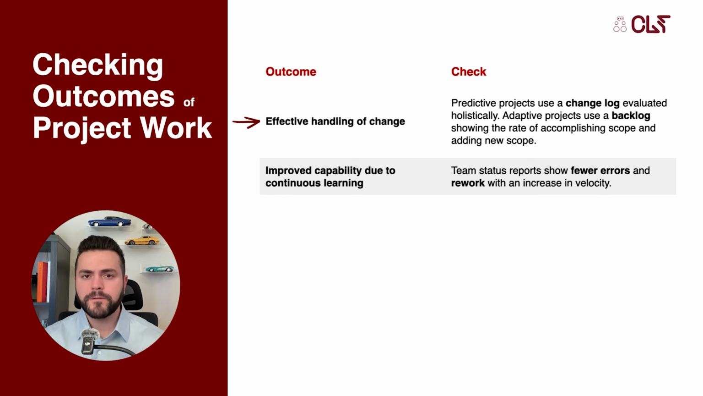And we look for effective handling of change. In predictive projects, this means evaluating changes holistically using a change log. In adaptive projects, on the other hand, we examine the backlog, monitoring the rate of accomplishing scope versus the rate of adding new scope. And finally, improved capability due to continuous learning is confirmed if team status reports show fewer errors and rework with an increase in velocity.